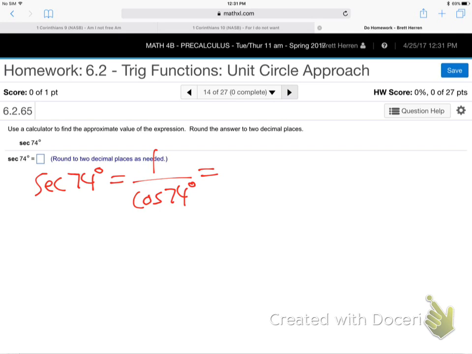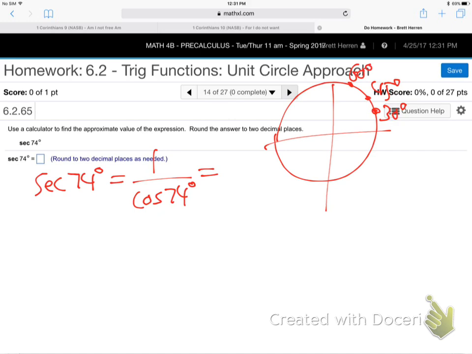That's not one of our memorized spots, right? What do we memorize? We memorize 30, 45, and 60. So 90, of course, is straight up. We don't memorize 74. That's between 60 and 90. That's not one of my memorized values. So that means just use the calculator, hit the buttons, and then take 1 over that and round the answer to 2 decimal places. Somebody got it?